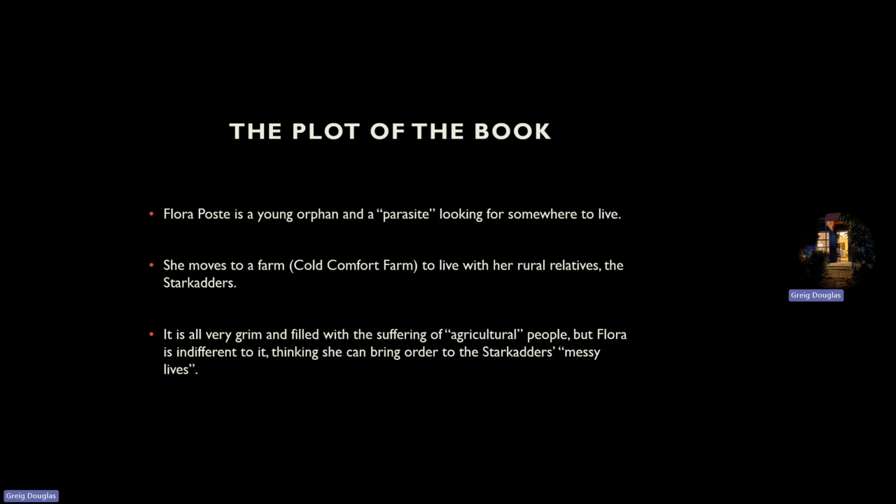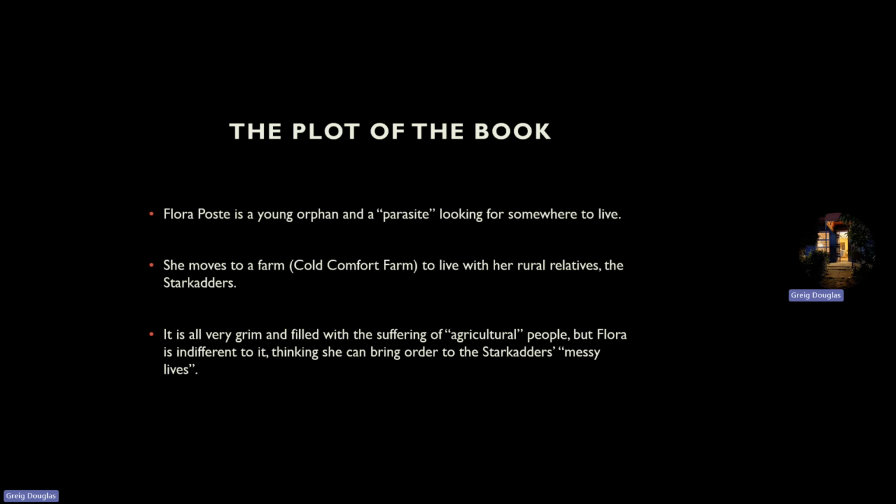But Flora enters the story, enters their lives, and she's completely indifferent to all of it, thinking that it's largely exaggerated and made up, and that she alone can bring order to the Starkadders' messy lives. And over the course of the book, that's what she does. She comes in with a very cheerful disposition, and puts things to right.